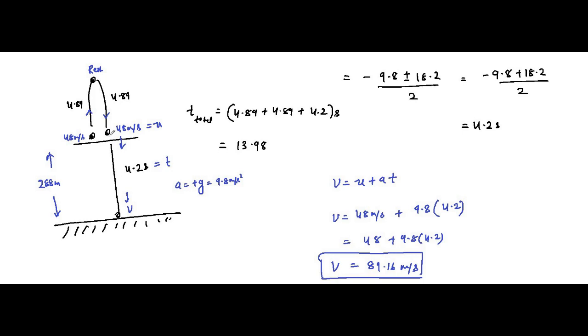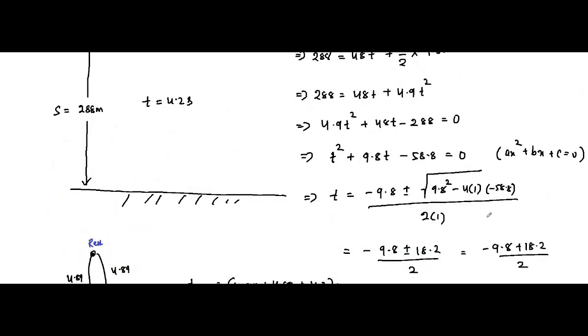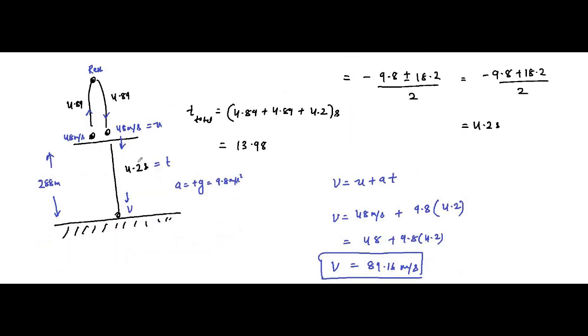From that point where it was thrown initially, it had to cover the whole height of the tower, 288 meters. For that, we took the initial velocity of 48 meters per second. Then we used the formula s equals ut plus half at square to determine the time it took to reach the ground from the top of the tower, which was 4.2 seconds. And we used v equals u plus at to determine the final velocity with which it struck the ground, which is 89.16 meters per second.